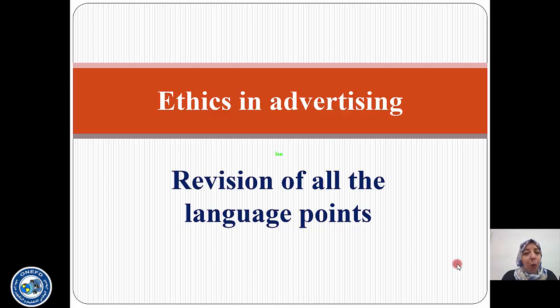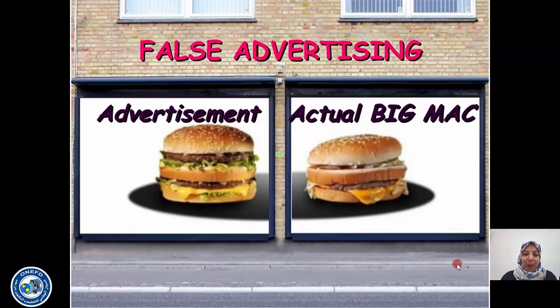Okay? So let's start. In this picture, we are contrasting 2 burgers. In the first one, you can see a very nice burger, a high one that is attractive, appetizing. This is how it is shown in the advertisement. But in reality, the actual Big Mac is less attractive and less appetizing. So why is it shown in the advertisement in this way? Simply to attract more people.